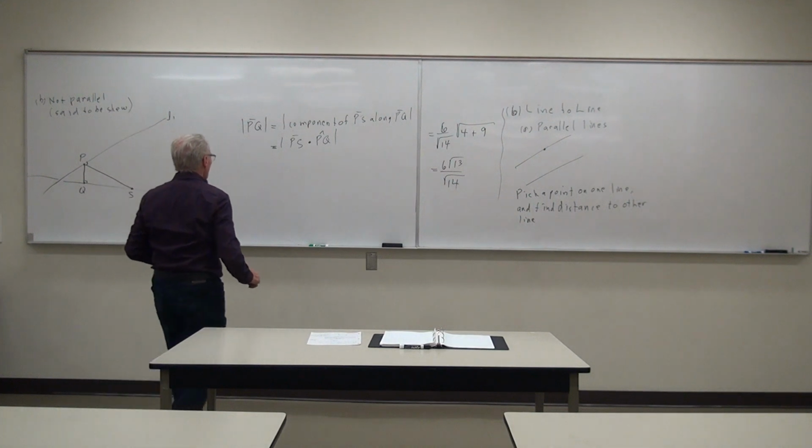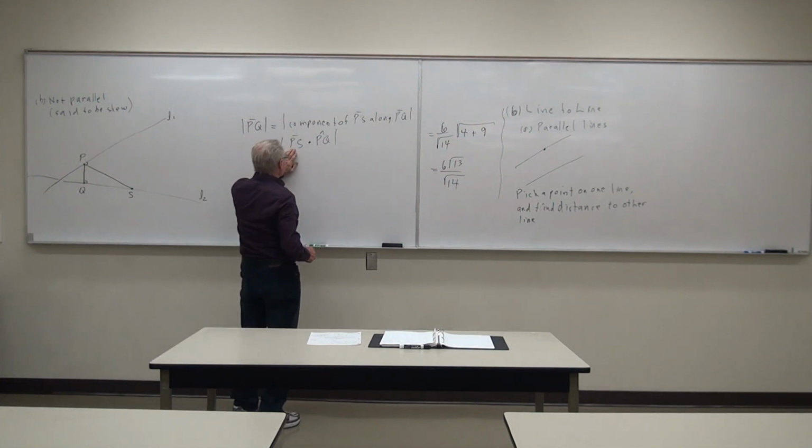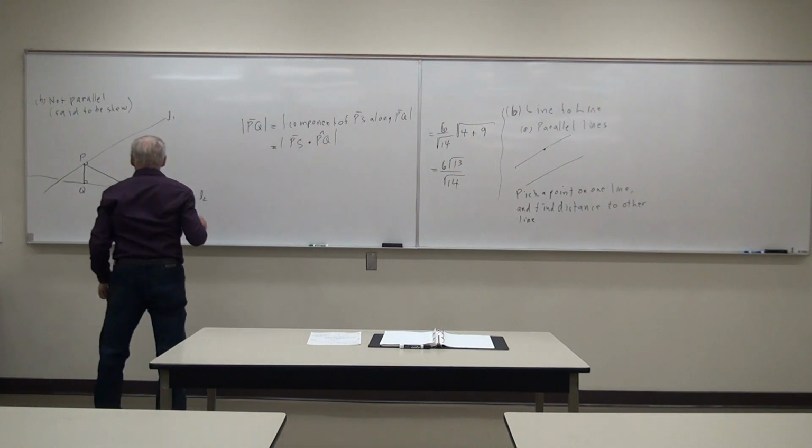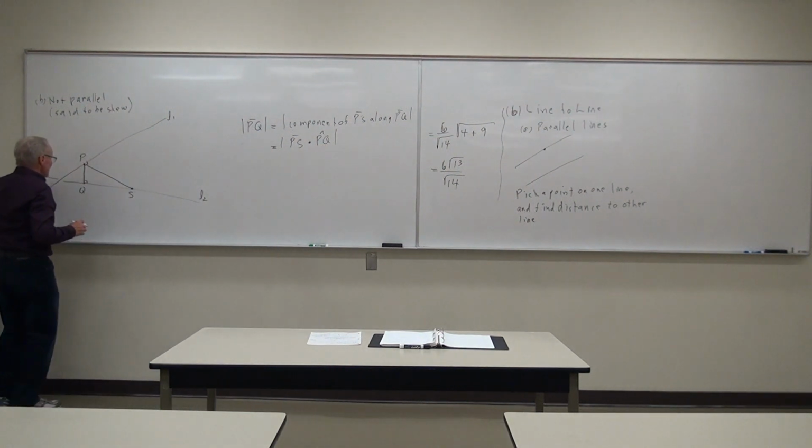Well, S I know, P I don't know, so I don't know this guy. What about that guy? Could you find a unit vector in the direction of PQ? And your answer is yes, you could, because the PQ vector is perpendicular to this line, and it's perpendicular to this line.